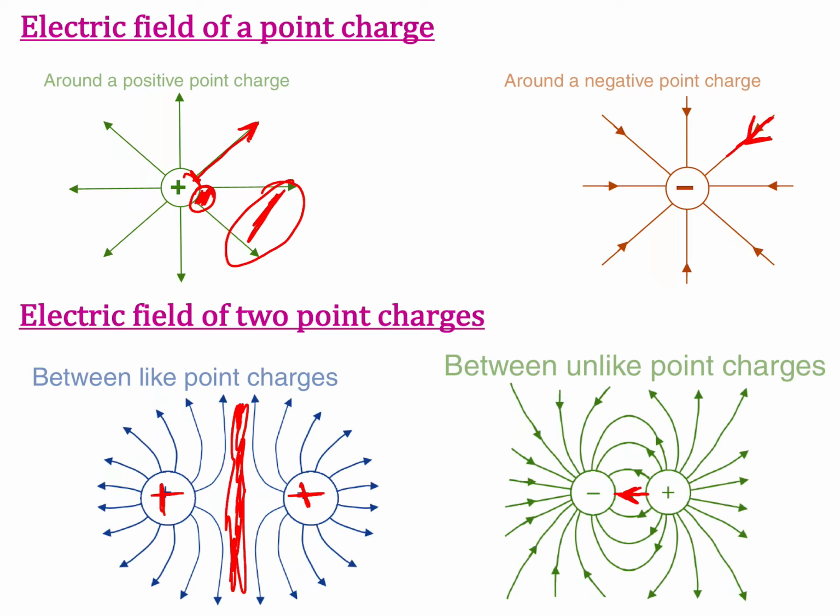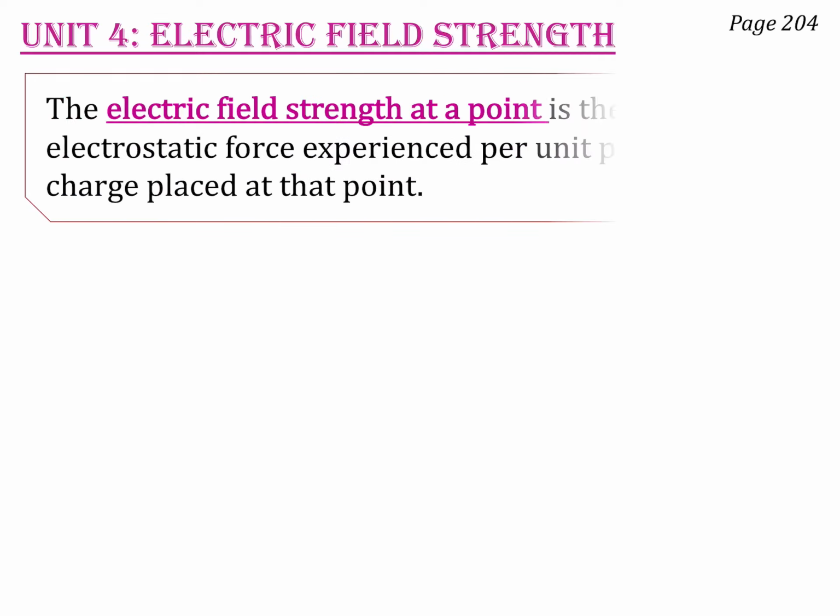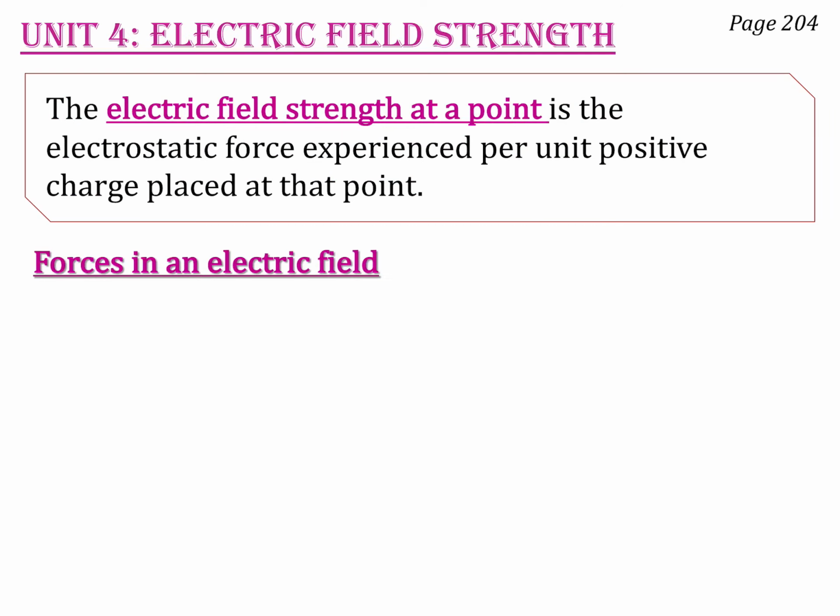And how many lines you have represents the value of the charge. So that gets us to electric field strength. This is a vector. This is a brand new concept for you. Now, the electric field strength at a point is the electrostatic force experienced per unit positive charge. This per unit positive charge, that positive charge is considered a test charge.